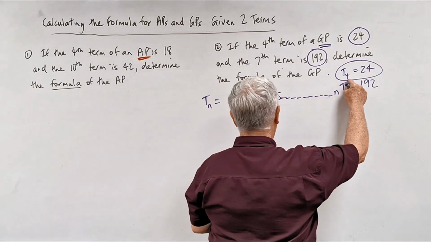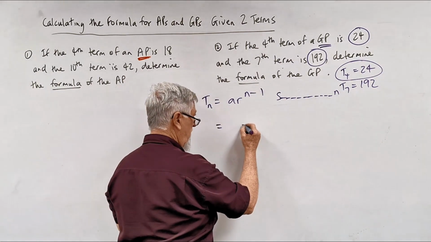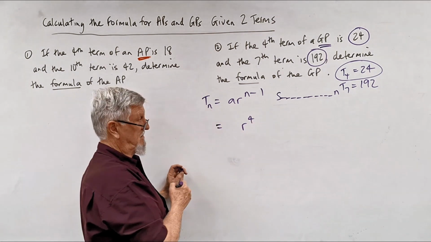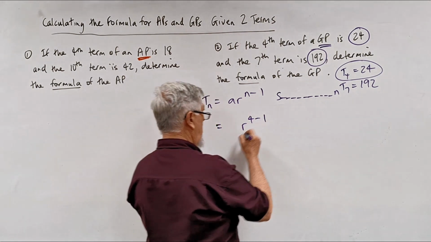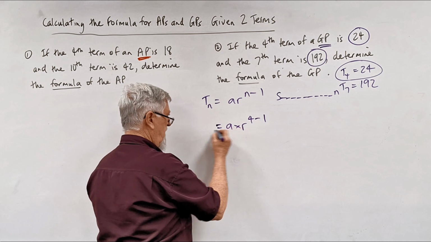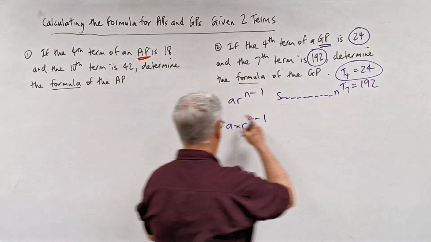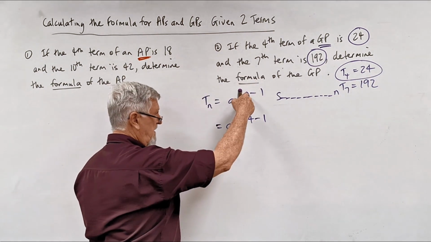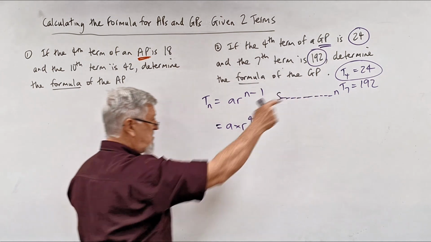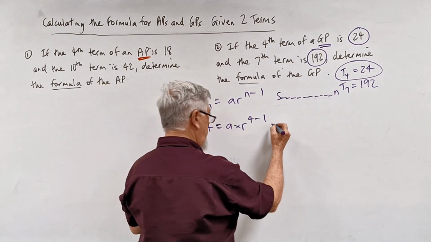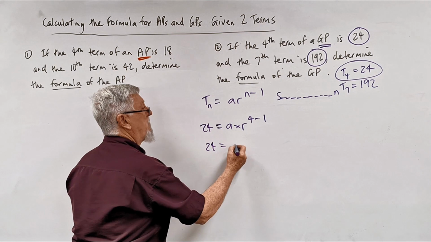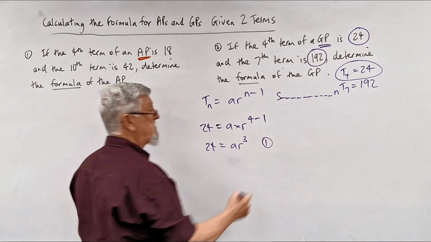So the fourth term, here we go. We've got the fourth term, that's that one there. The fourth term is going to end up being 24. So the position is 4, that's that one there, but the number we're talking about is 24. So there's our first equation: 24 equals AR to the 3, first equation.